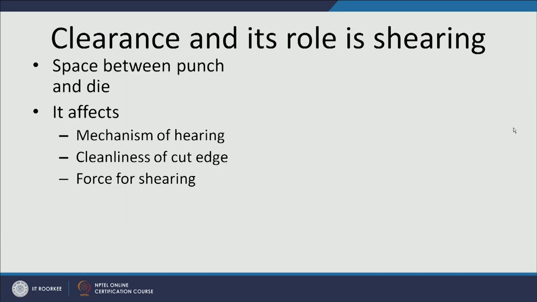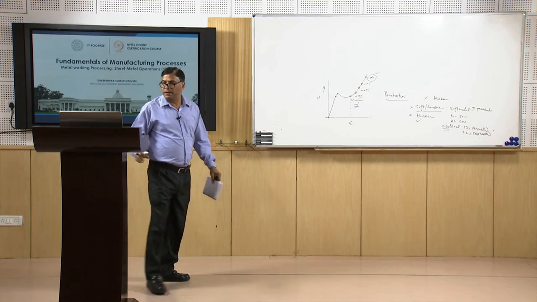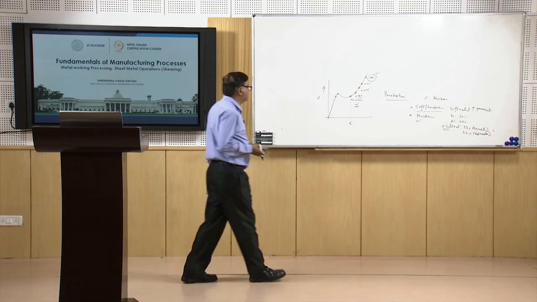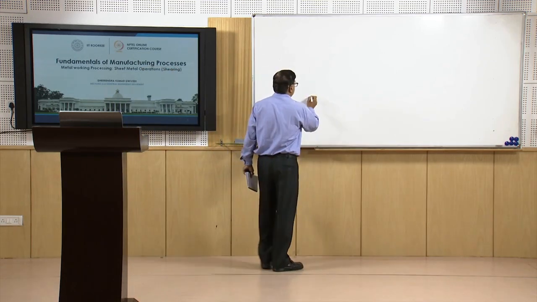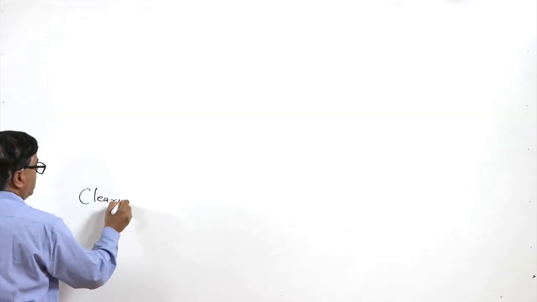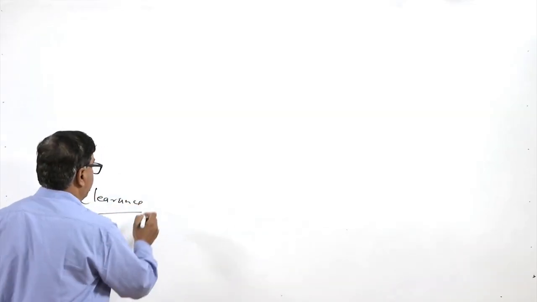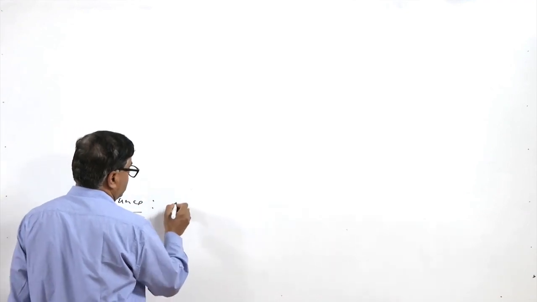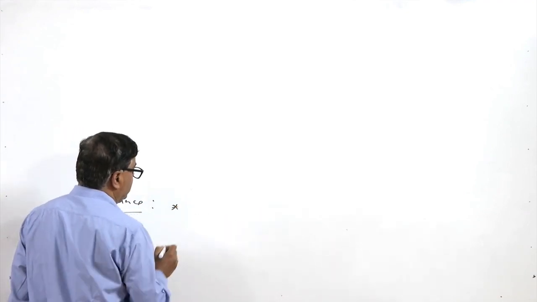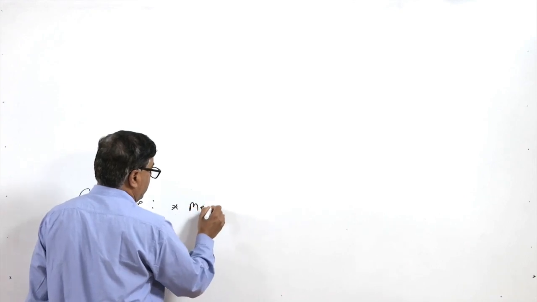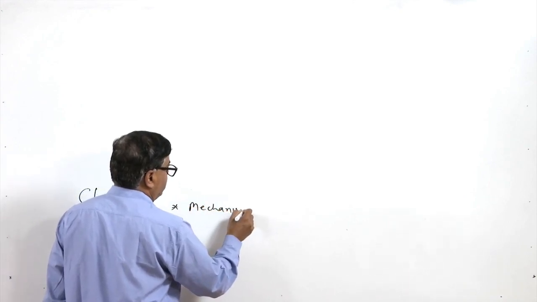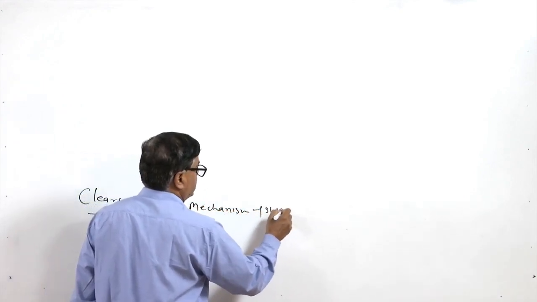Now, another important thing is the clearance, which facilitates the proper shearing of the metal. As I said, the clearance is another important thing which significantly governs the kind of cut edge. So, the role of the clearance is what it affects, the mechanism of the shearing.